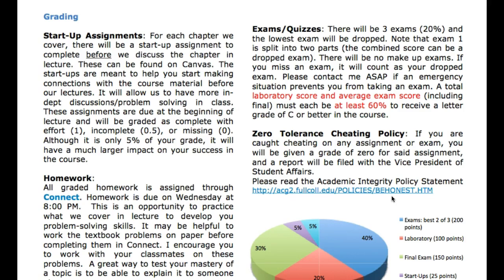So for the startup assignments, you're going to look at the chapter. You may not have time to read through the entire chapter, but at least some of it. And you have some guided questions to get you thinking about the material. Some of the questions may be challenging, but it's really to push you to start making those connections at home. And it gives us a lot more freedom in class to work through problems.